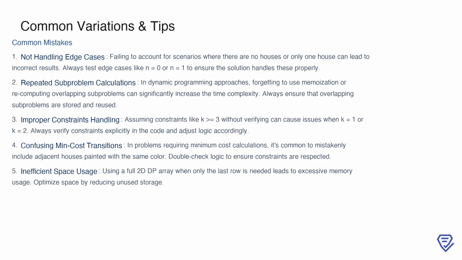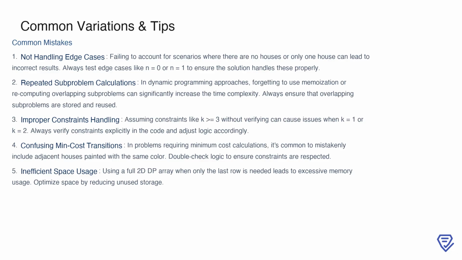Next, in dynamic programming approaches, recomputing overlapping subproblems without memoization is a frequent issue. This can unnecessarily increase time complexity, so make sure to store and reuse results of overlapping subproblems. Additionally, improper handling of constraints can cause trouble. For instance, assuming k, the number of colors, is always greater than or equal to 3 might lead to errors when k equals 1 or 2. Constraints should always be explicitly verified and addressed in your logic.